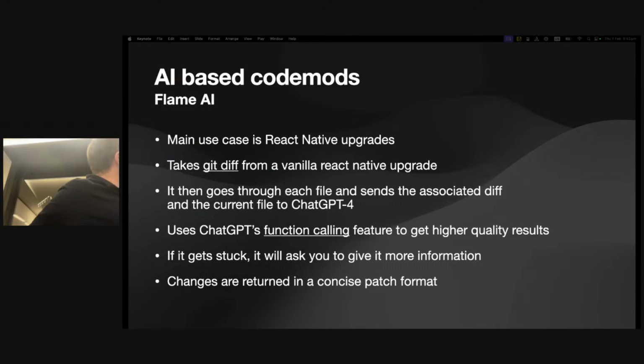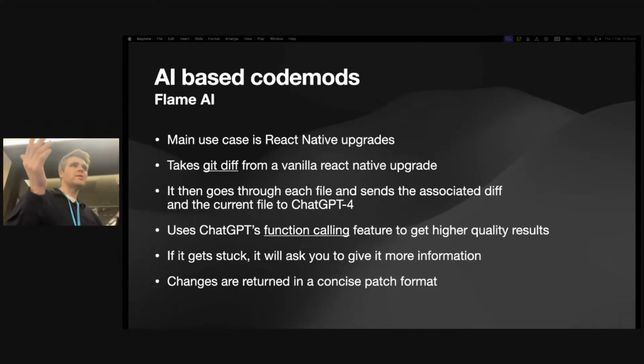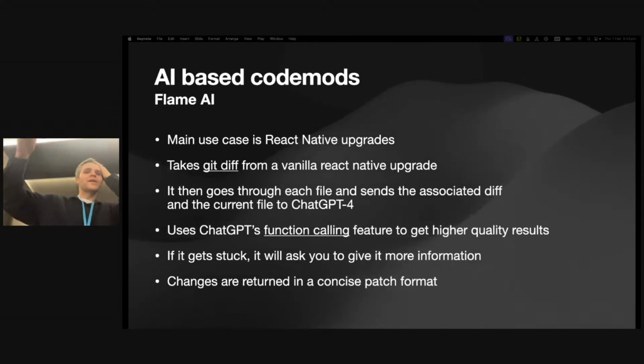So for this one, Flame AI is mainly for React Native upgrades, but it has other use cases as well. What they do is track each of the upgrades that can happen in React Native. Apparently it's quite annoying. Does anyone use React Native properly? Oh yeah, Rachel wrote the React Native docs. Apparently, upgrades can be quite difficult.